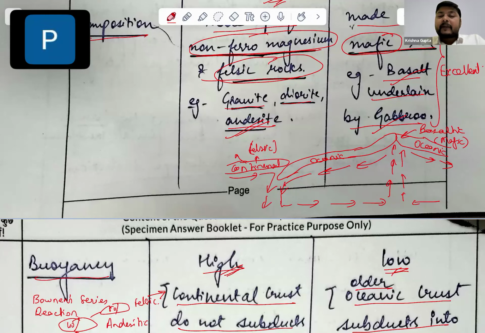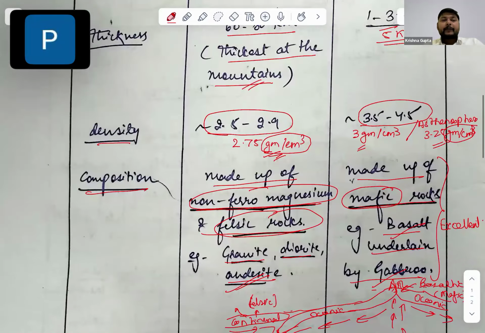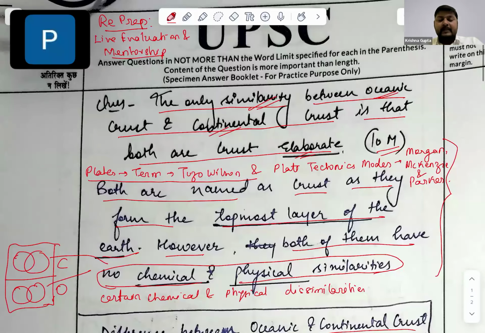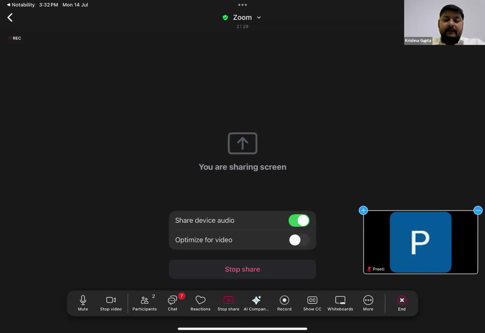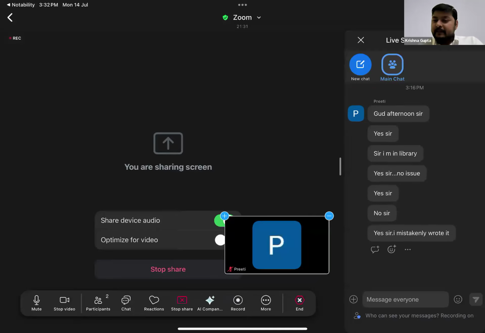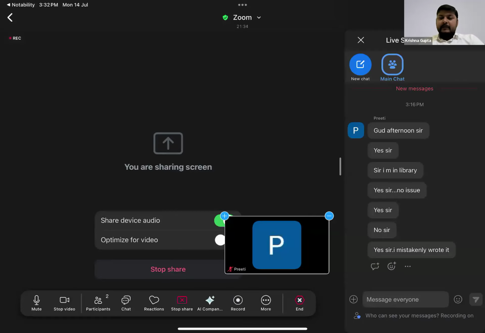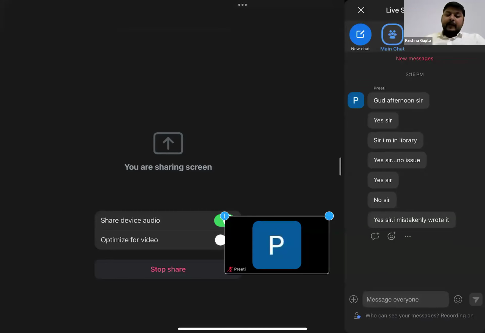In this way, we are able to show how there is formation of the mid-oceanic ridges, and how this part of the oceanic crust is getting disrupted. So this is the part which we can add up here, and we can obviously move over certain parts. Yeah, it was mistakenly written. Okay. So did you get this, Priti, how we can have a value addition to this answer?